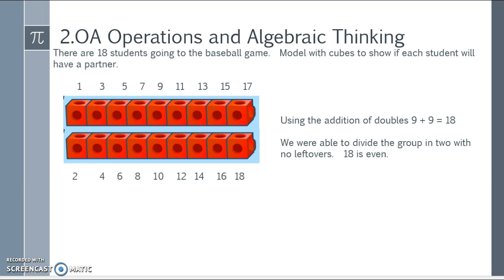So using the addition of doubles, 9 plus 9, there's 9 cubes on the top and 9 cubes on the bottom, that gives us 18. We were able to divide the group in two with no leftovers, so 18 is even. The general equation for even numbers is a number plus itself is even.